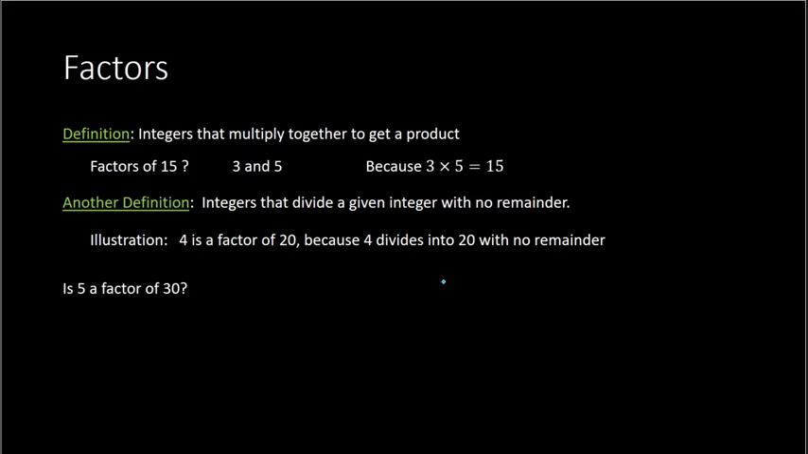Now if I were to ask you, is 5 a factor of 30? What would you say? Well, the answer is yes, because 30 divided by 5 is 6 with no remainder. I can divide 5 into 30 with no remainder, therefore 5 is a factor. Now if you were told, is 7 a factor of 30? The answer would be no, because 7 cannot be divided into 30 without a remainder. So if there's no remainder, it is a factor.